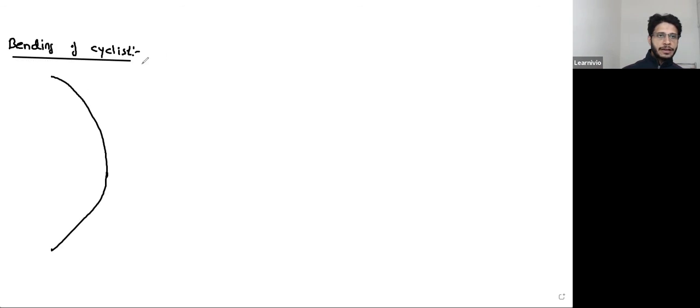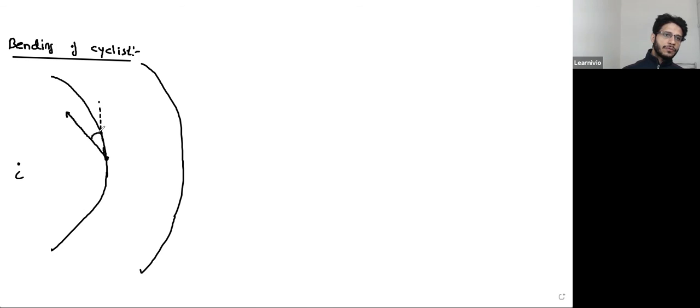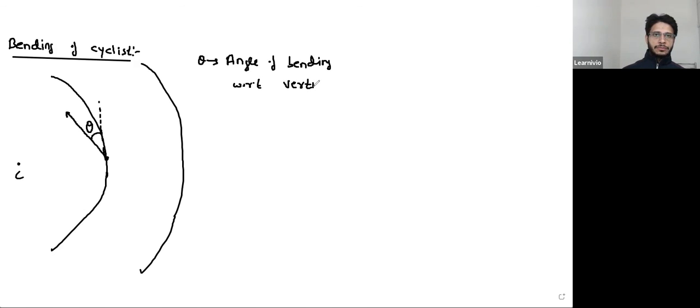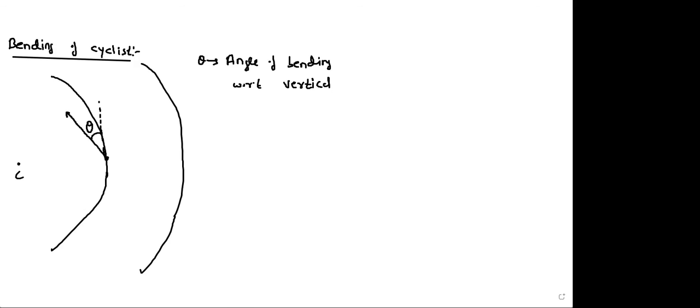So this is the circular track. This is the center of the track. If this is a cyclist or a biker, someone moving on a two-wheeler, he keeps on bending himself towards the center. So theta is the angle of bending with respect to vertical.